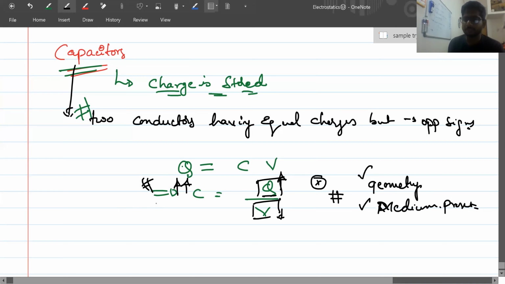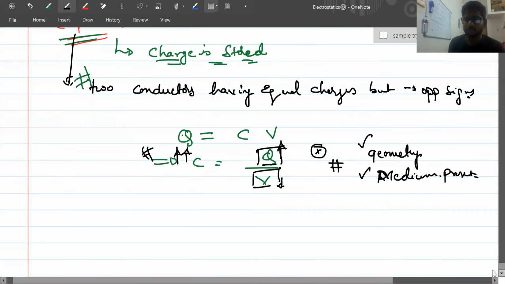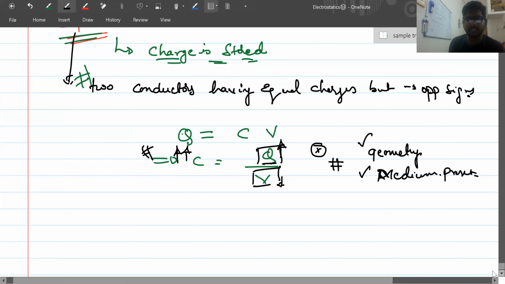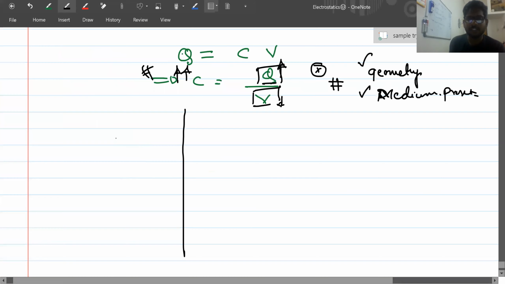But why this formula? How is it possible? Now we'll see how this can be defined both from the physics point of view and the formula point of view. How can we correlate? Suppose I ask you what is density? Density is equal to what? Mass by volume, isn't it? So now volume is equal to mass by density.